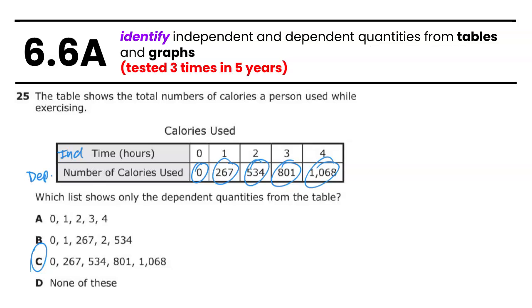You'll notice from the very beginning that it's not enough just to say that X is always independent and Y is always dependent, because this problem does not ever present an X or a Y in that mathematical context. This is in a real-world scenario, and students really need to be able to decipher what is depending on what in order to find that dependent or independent quantity.